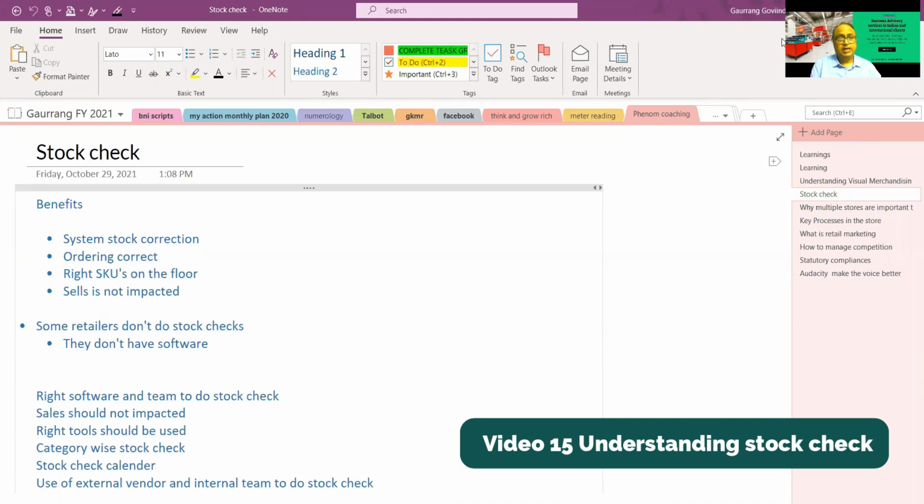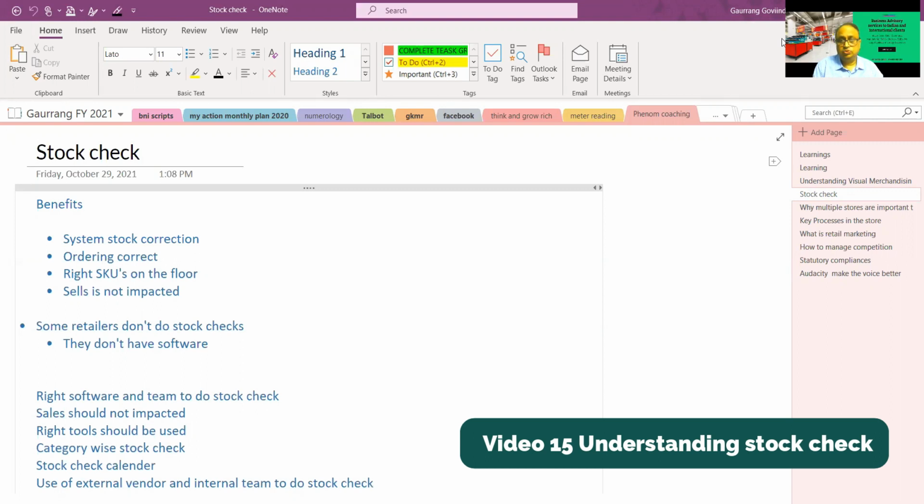So let us understand today in this new video the stock check process. What is stock check and why it is used and why it is so essential for any store to be successful. The stock check is basically in the form of two things, damages and shrinkages.